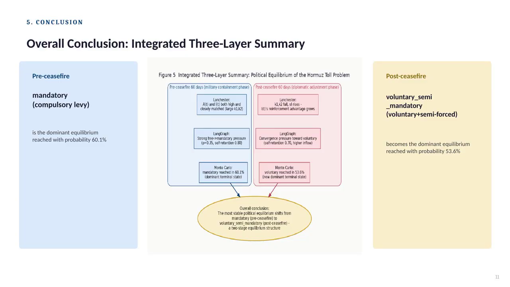Bringing all three layers together, the Lanchester dynamics show institutional reinforcement competition moving to center stage. The LangGraph structure shows a qualitative shift from a coercive equilibrium to a hybrid one. And the Monte Carlo distribution confirms a robust reversal, from mandatory dominating before the ceasefire, at 60.1%, to voluntary semi-mandatory dominating after it, at 53.6%.